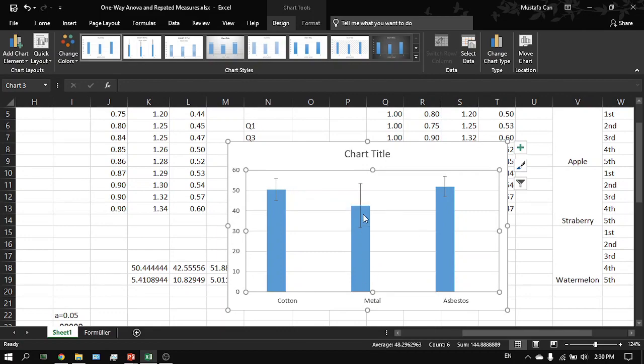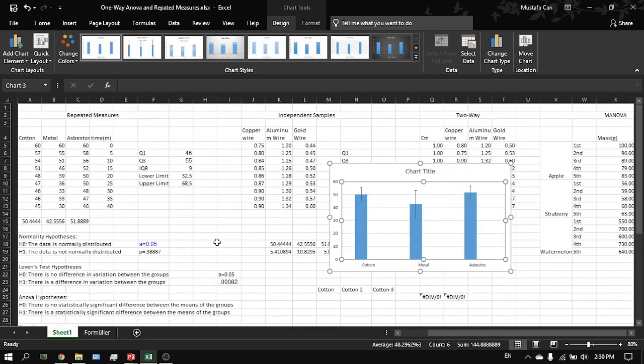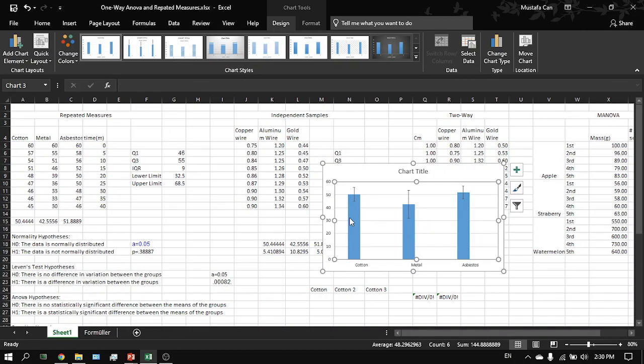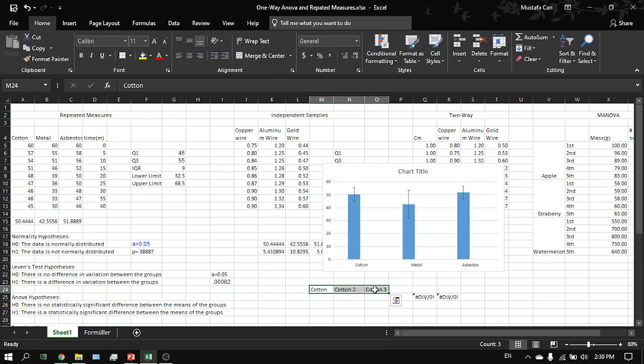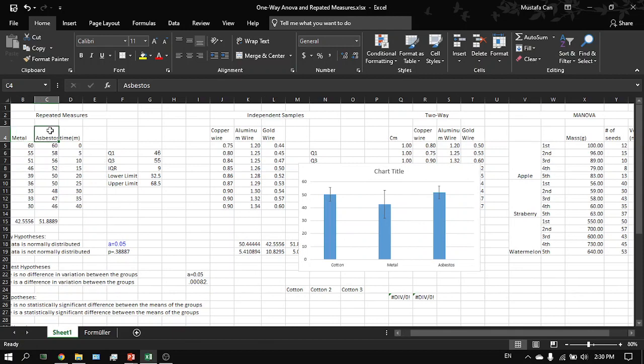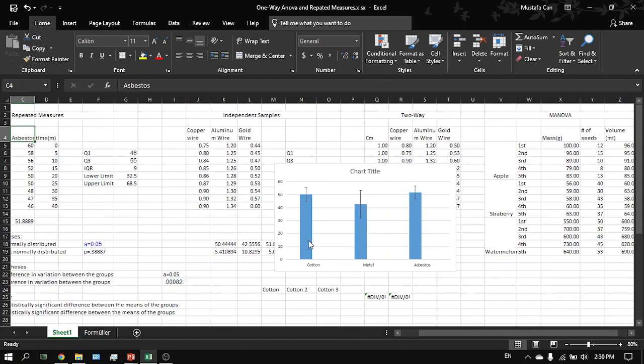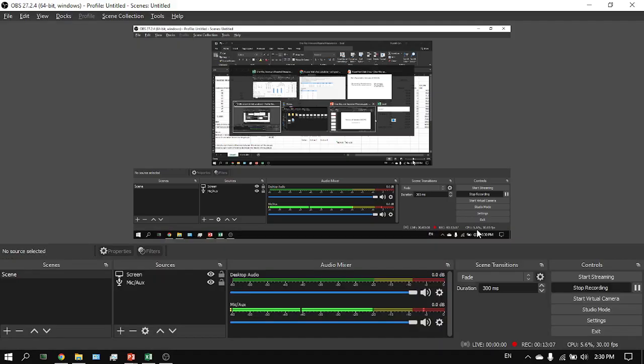So metal is, as you can see, smaller than cotton and asbestos. When you're normally doing this, you want to have multiple trials for each group. So cotton 1, cotton 2, cotton 3, and for metal, metal 1, metal 2, metal 3, and for asbestos as well. You'll need to do those. Yes, that's about it.